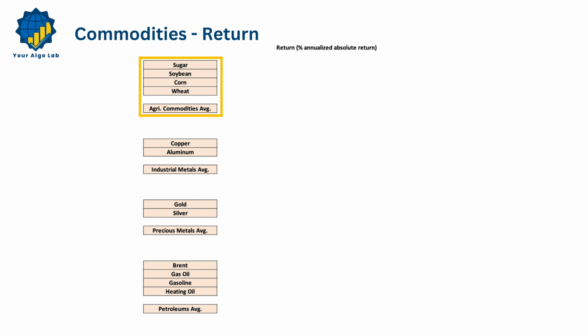Agricultural commodities include sugar, soybeans, corn, and wheat. Industrial metals encompass copper and aluminum. Precious metals comprise gold and silver. Petroleum commodities include Brent crude oil, gasoline, and heating oil.